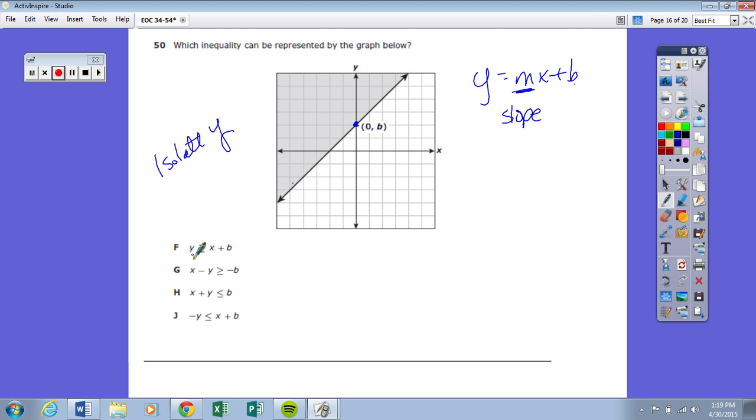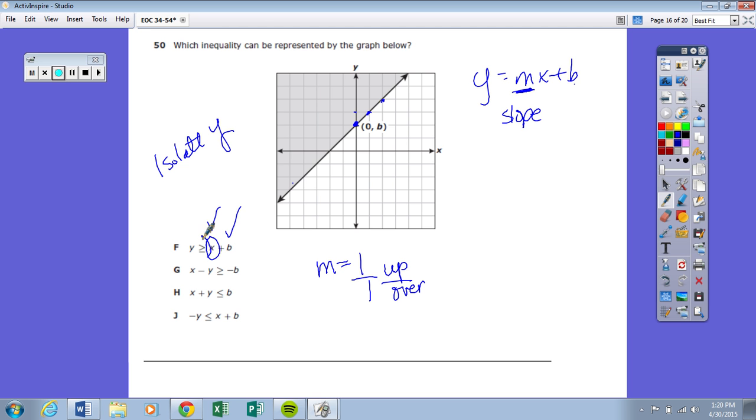So let's just try F. This says y is greater than x plus b. Well, plus b would mean the graph has to start at b, which it does. And the invisible number in front of this x is the m. If there's no number, then the invisible number is 1. So the slope would be 1 over 1, which means up 1 and to the right 1. So is this going up 1 to the right 1, up 1 to the right 1? Yes, this works and this works.